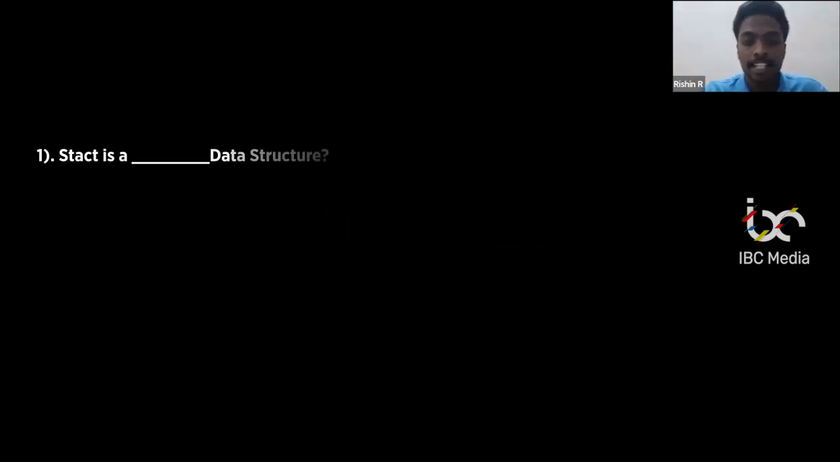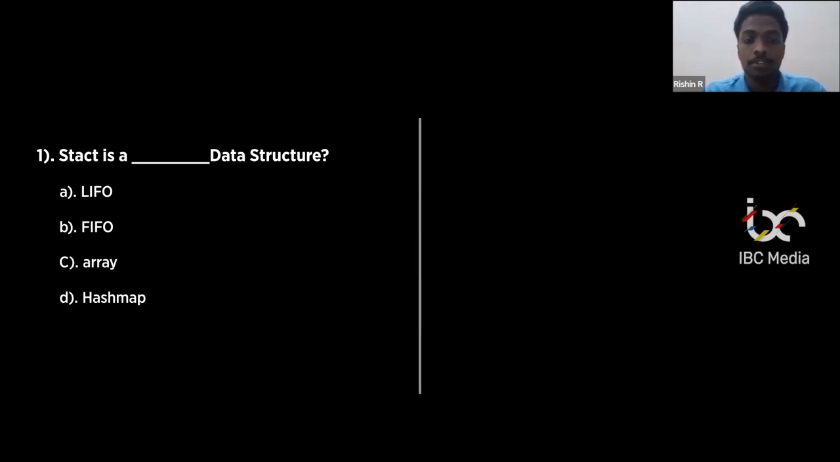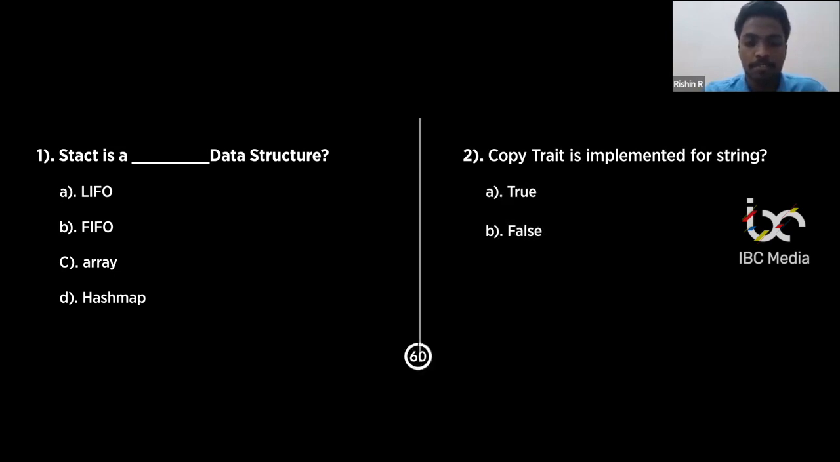The first question is: stack is a dash data structure. Okay, the options are LIFO, FIFO, array, hash map. The second question is: state whether true or false. Copy trait is implemented for string. The options are true and false.